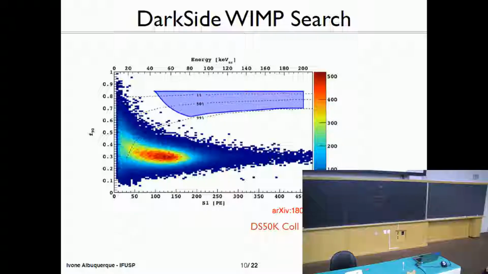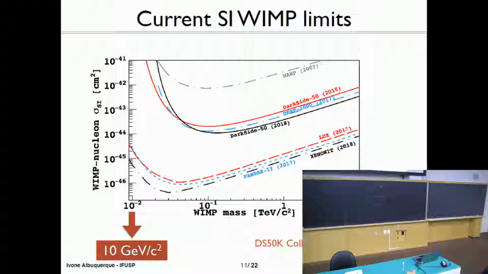In this plot you have the S1 signal, the prompt signal, versus F90, which is the pulse shape discrimination. You can see this region here is where we expect to have WIMPs. We did a blind analysis, and when we unblinded it, there were no events there, and with this we can put a limit, which just came out. DarkSide is still a very small detector compared to Xenon and LUX and others, but it showed that the technique works.